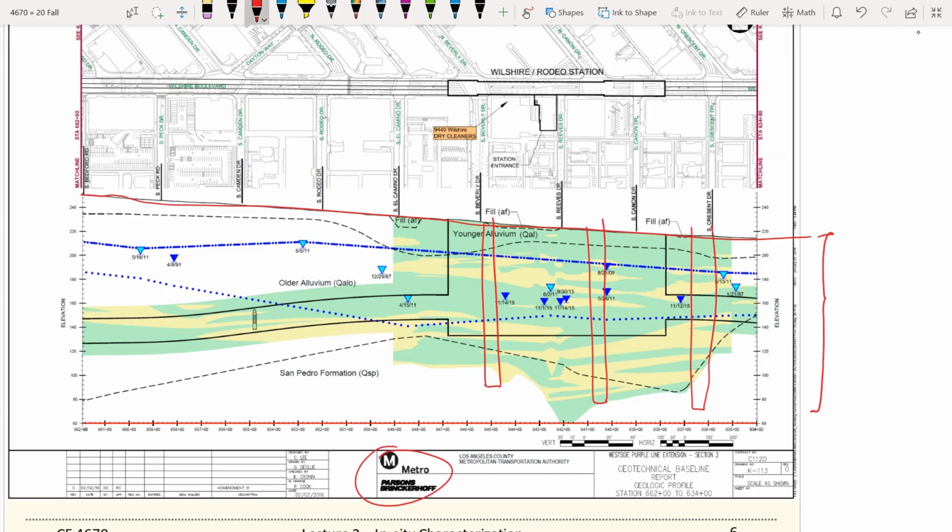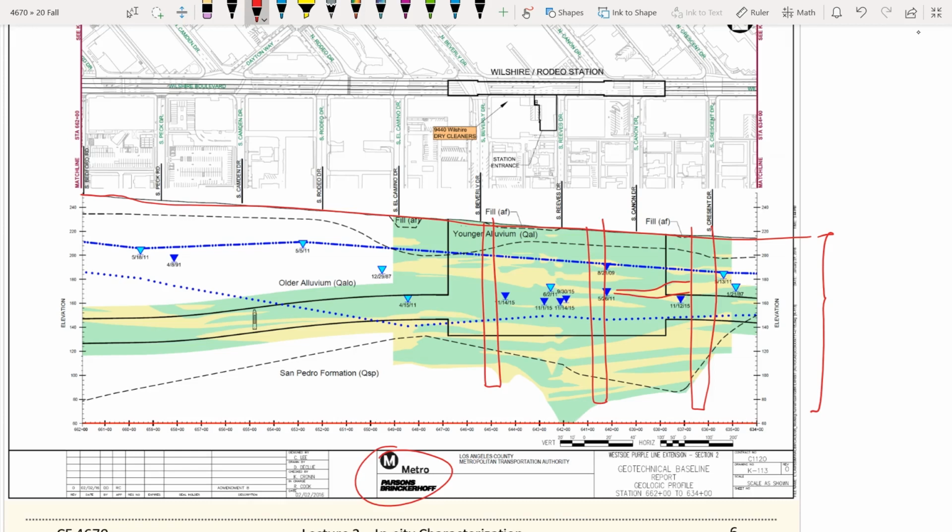For these examples, this is a very specific way that the Metro projects use. The yellow color here is just the sand material. Sorry, and the green represents clay. So you can tell what type of material you're expecting underneath the ground.